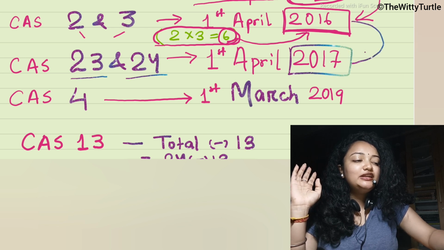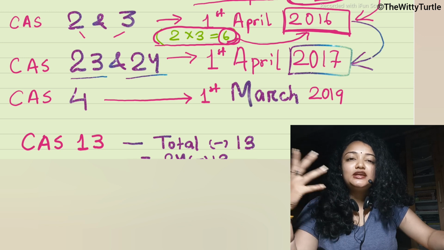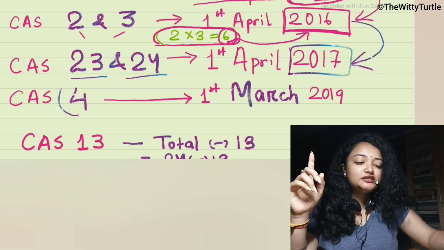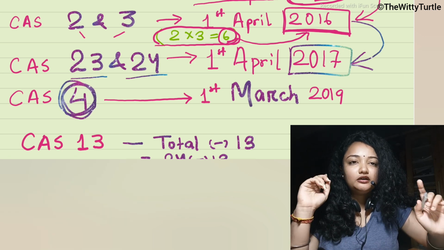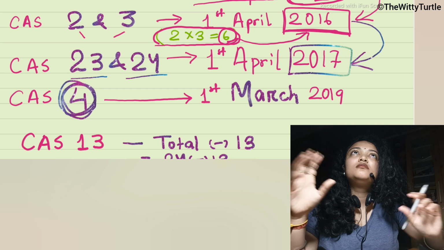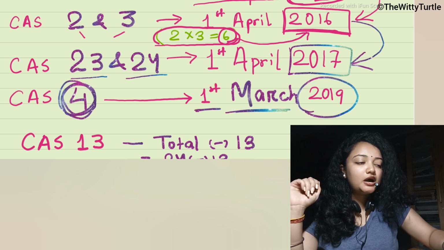Why 2017? I have written everything in a chronological manner. So 2016 के बाद क्या आएगा? 2017 आएगा, right? Now the last one, which is CAS 4. This comes मतलब वो अकेले आता है, क्या बोलते हैं उसको यार? This comes single-handedly. So this is your 1st March 2019.